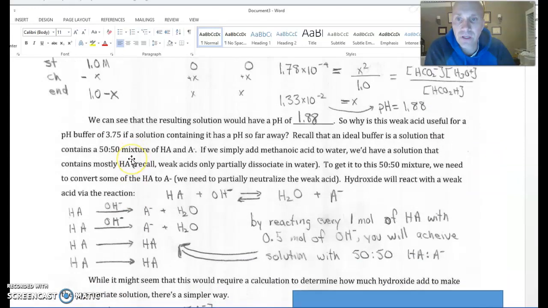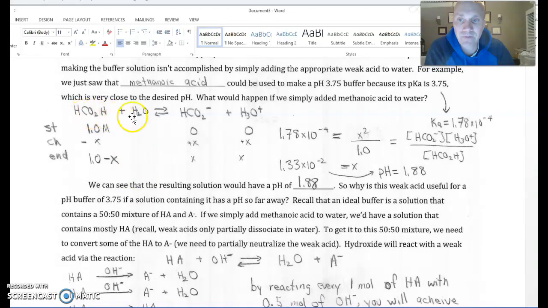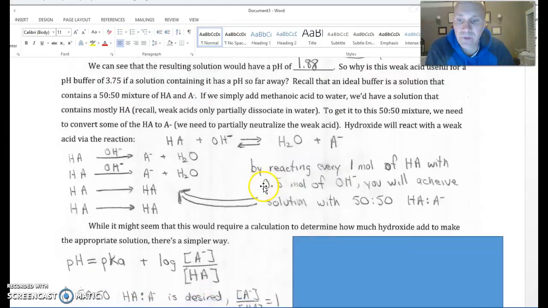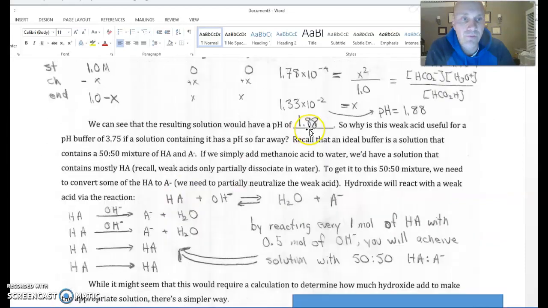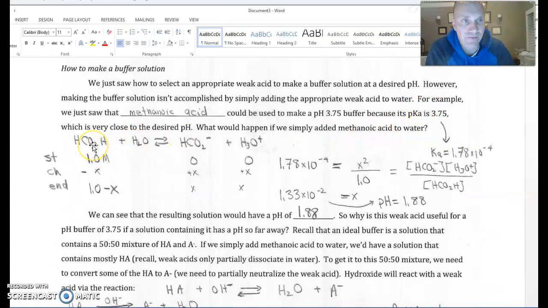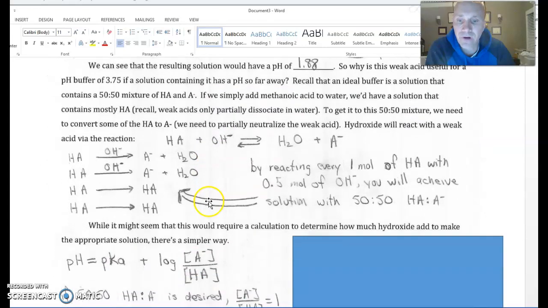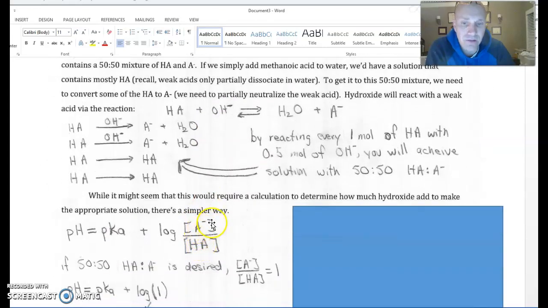So for example, for methanoic acid, it's got a particular pKa. If we've got a solution containing methanoic acid, the pKa that we use here would be 3.75, because that's the pKa of methanoic acid. But we know that in that solution we're going to have a certain amount of the HA form, which is this, and a certain amount of the A minus form, which is this right here. This would be the conjugate base, and this is the acid form.